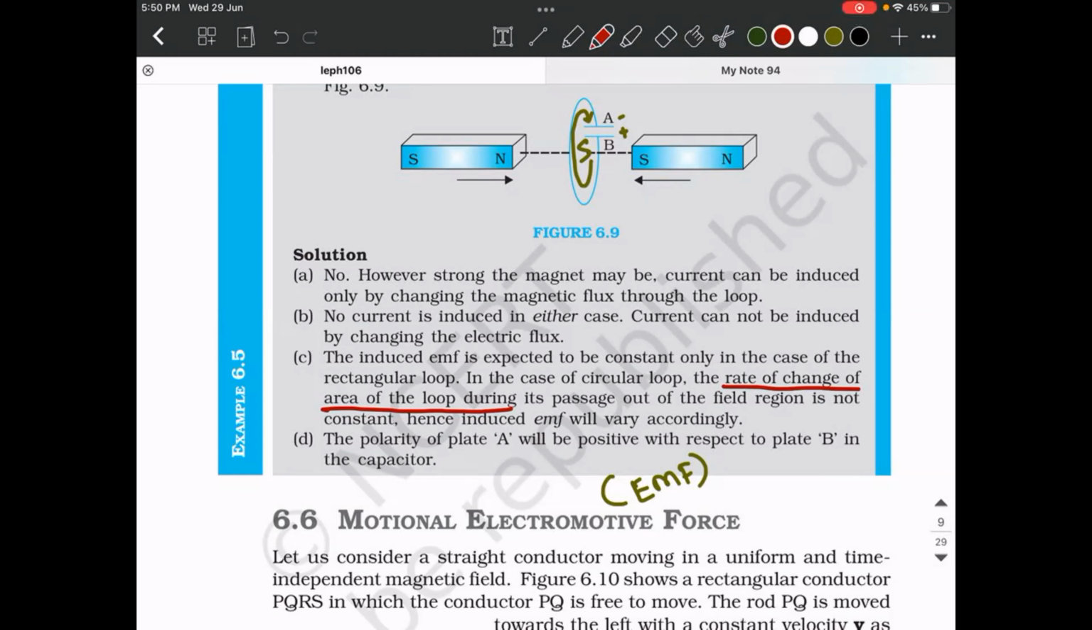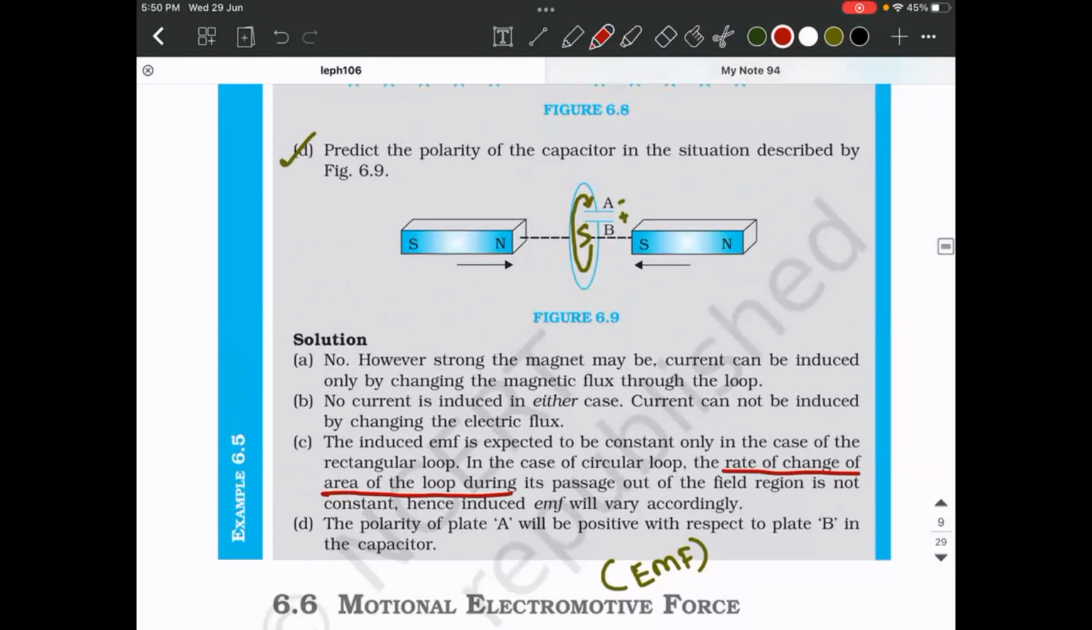Right. So fourth one, I want you to think. Predict the polarity of capacitor in the situation described in figure 6.9.